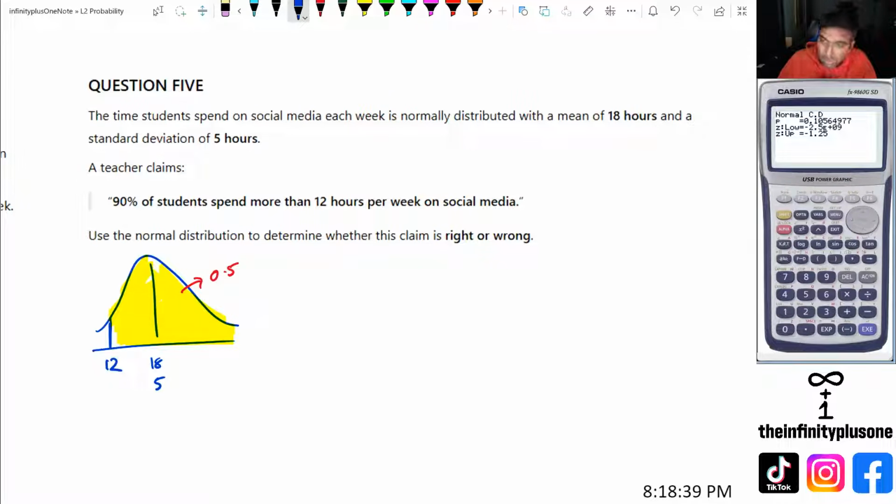So I mean, multiple ways of doing this. So you could actually go probability of x greater than 12. So we're going to go into our calculator. Our lower limit is going to be 12, and our upper limit is going to be, I'm just going to put that as 1 exponent 10. Standard deviation is 5, and the mean is 18. So when we do this, we actually get probability of z is greater than -1.2.